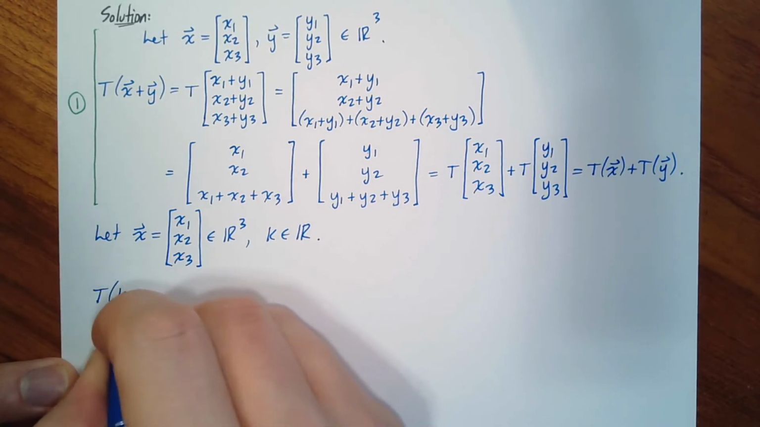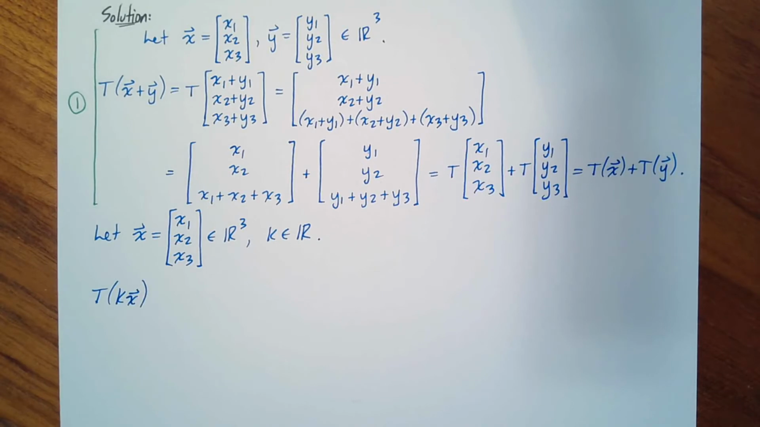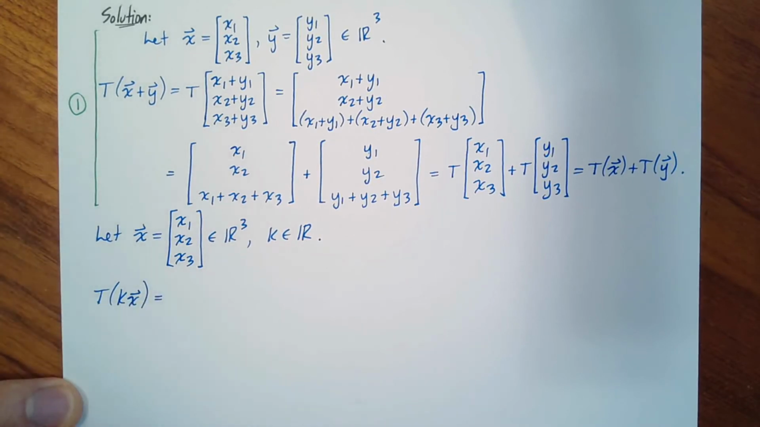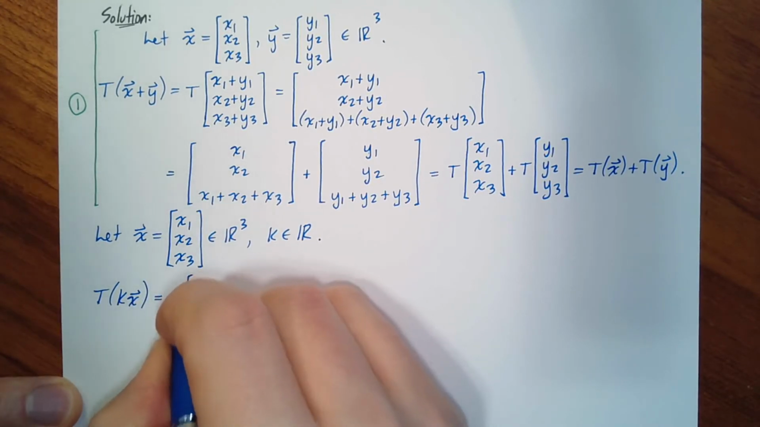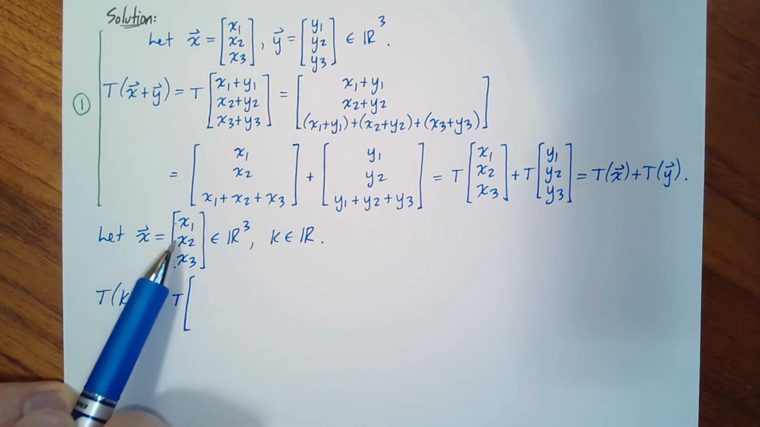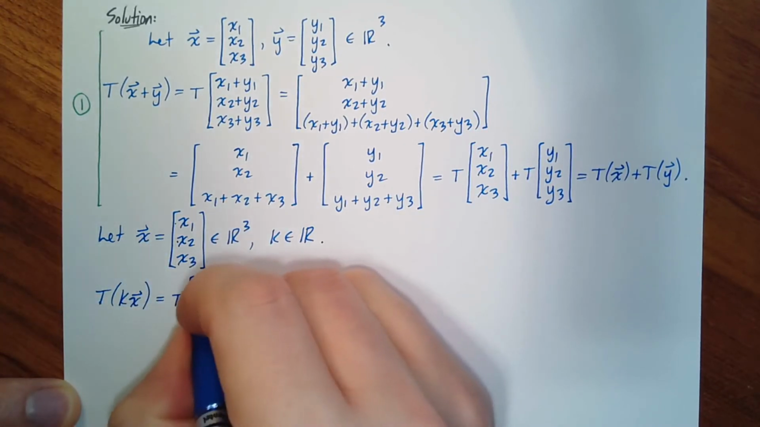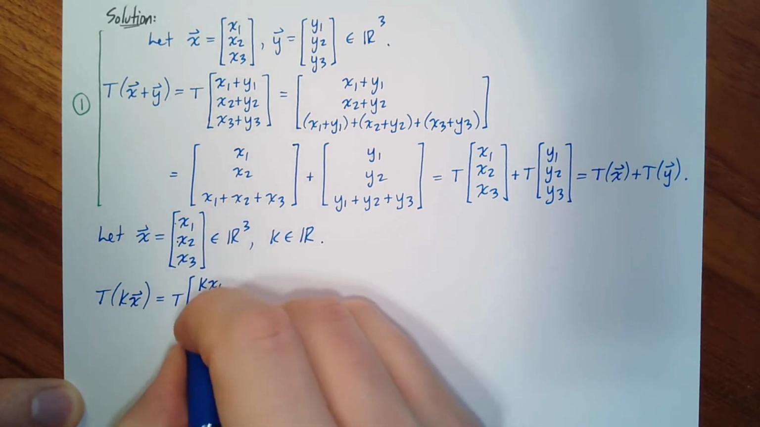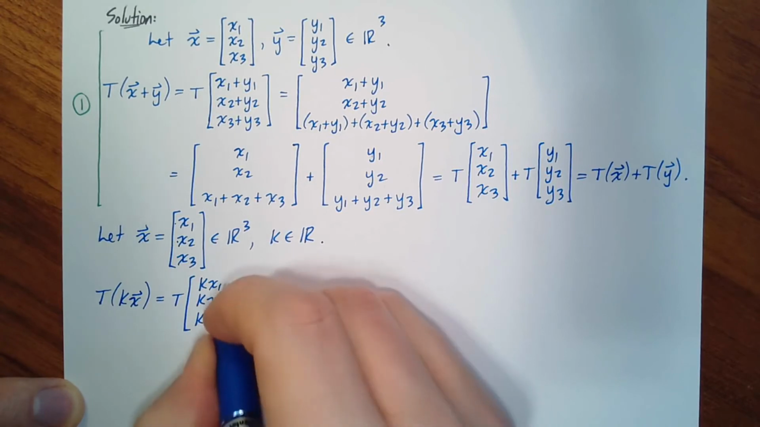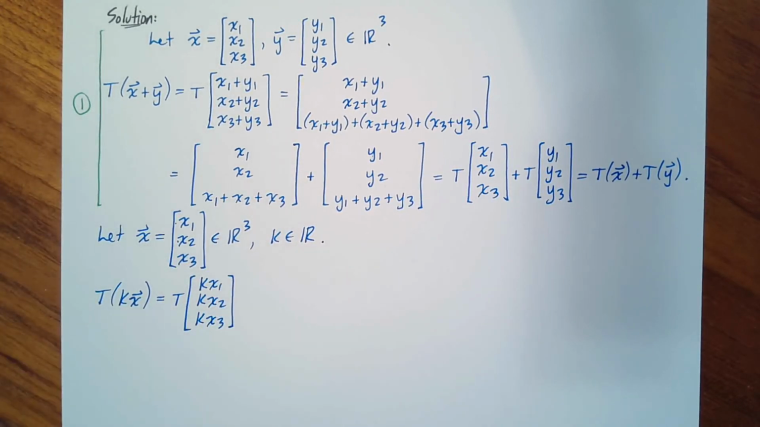We're going to start by computing t of k times x. So again, the brackets around the kx indicate that this multiplication happens, and then the function t gets applied to the result. So what we have here is t of whatever you get if you multiply the vector x by the scalar k. So this k is going to get multiplied onto all three of those coordinates, and we'll have kx1, kx2, and kx3. So that's what we get.